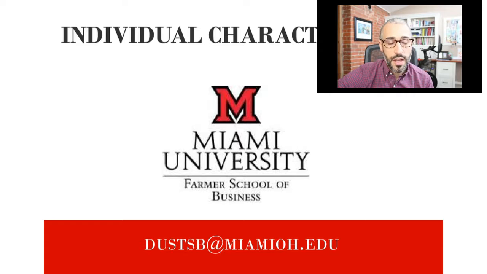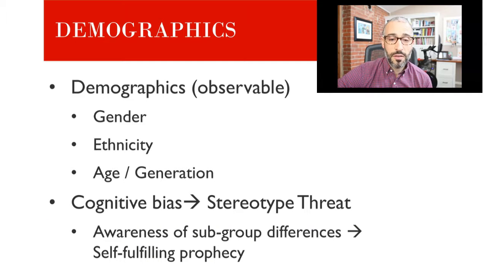So let's get started. First off, you can evaluate individuals based upon their demographics. These demographics typically are things that are observable, at least to some degree, right? So typically we have a relatively accurate guess on what somebody's gender, ethnicity, or age might be. And so those demographics are all important for a variety of different reasons.